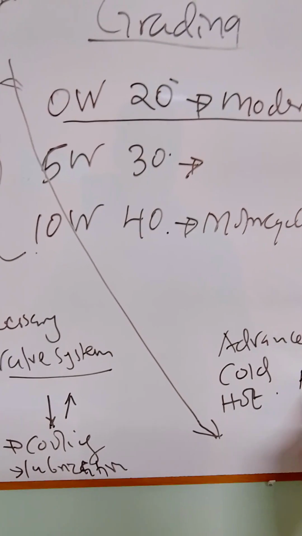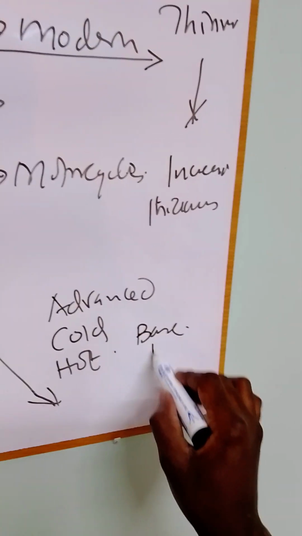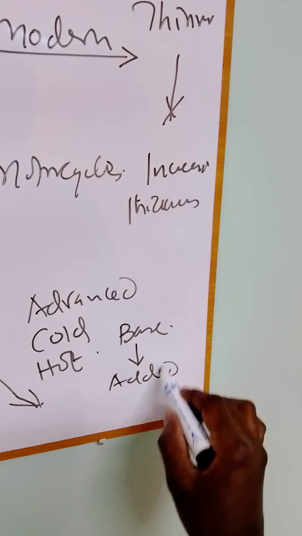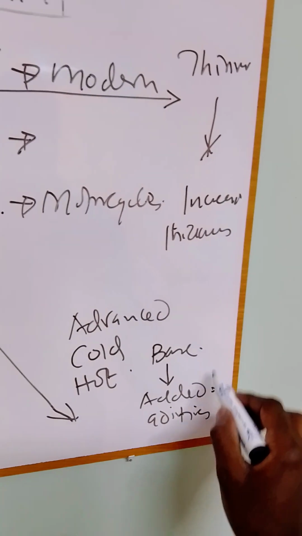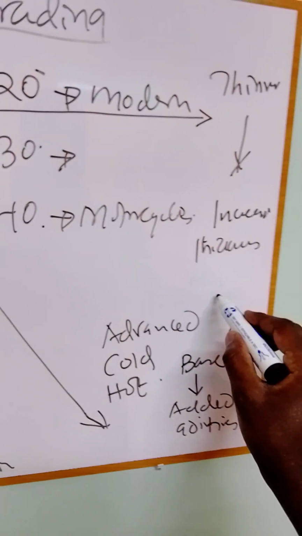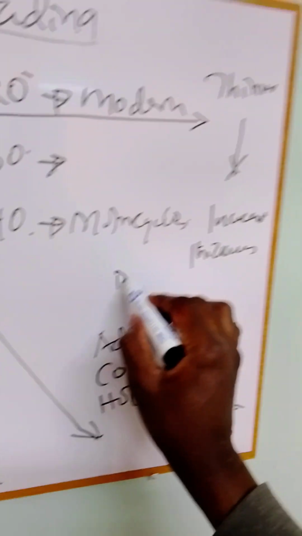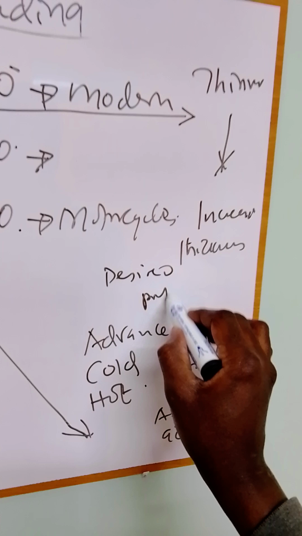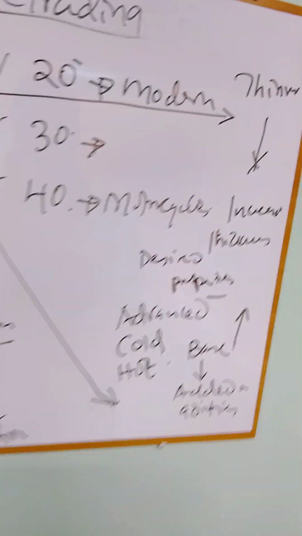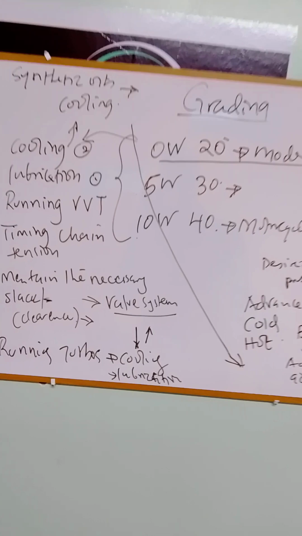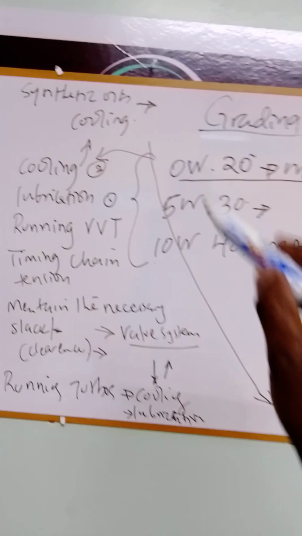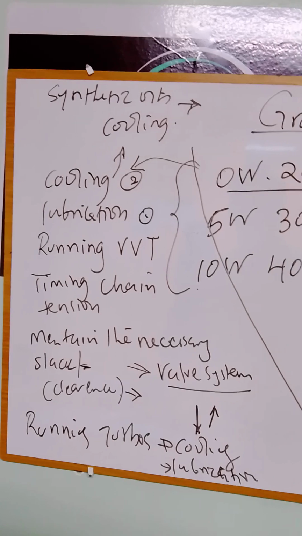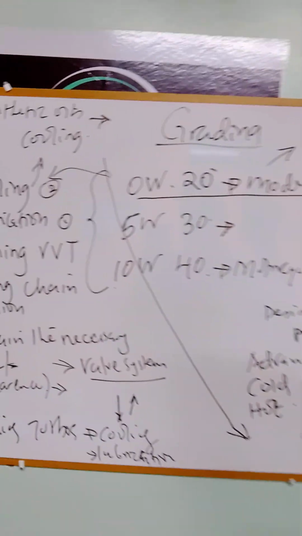So we have the base, and then we have additives that have been added to the base oil so that we get the desired properties. Okay, so that's the reason why, because this oil has to run through all these systems and through very thin, very narrow channels, we have a much thinner oil being used in the modern vehicles.